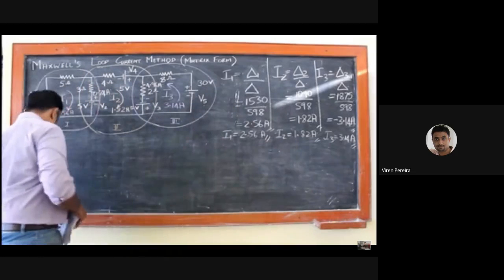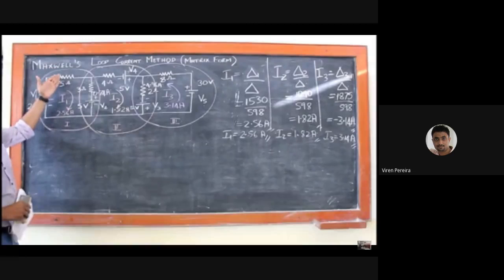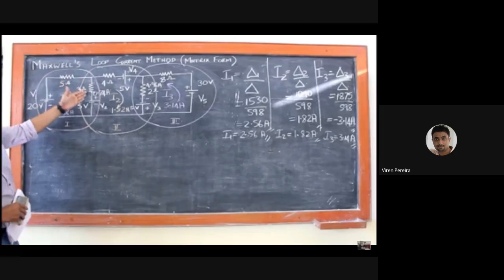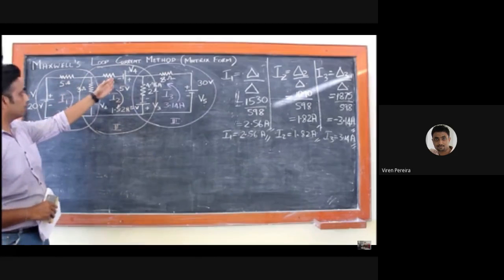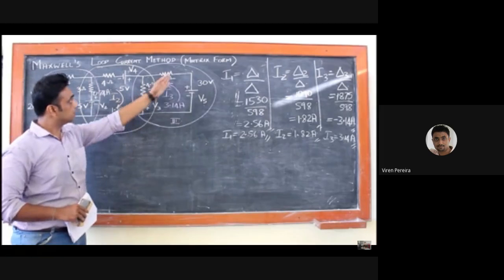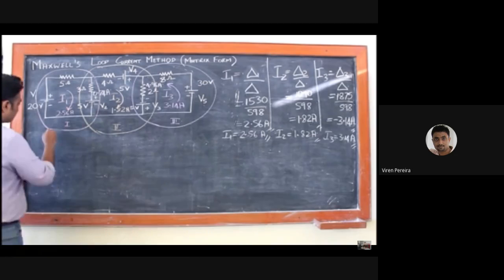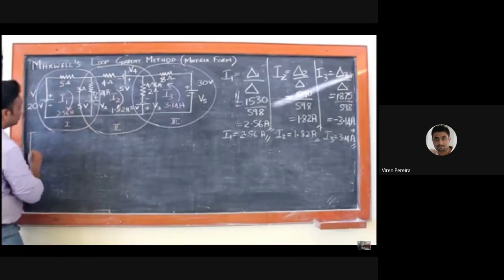Now, as usual, we have to find out the current and voltage through each and every resistor. So I have to find out my current in the 5 ohms and its voltage. In the same way, I have to find out the current and voltage in the 3 ohms, the 4 ohms, the 2 ohms, and the other 3 ohms. So I will take the 5 ohms first.